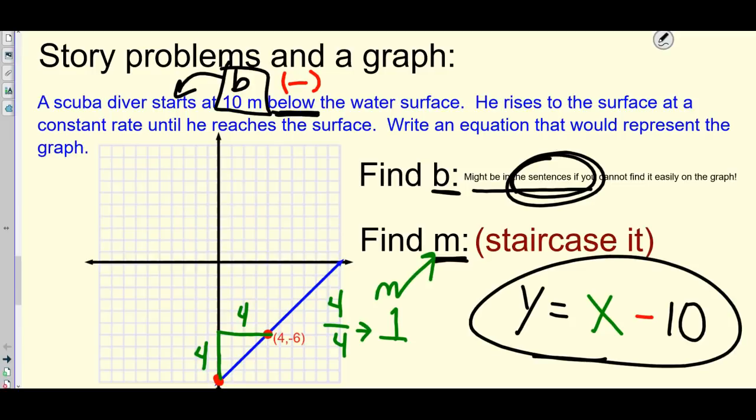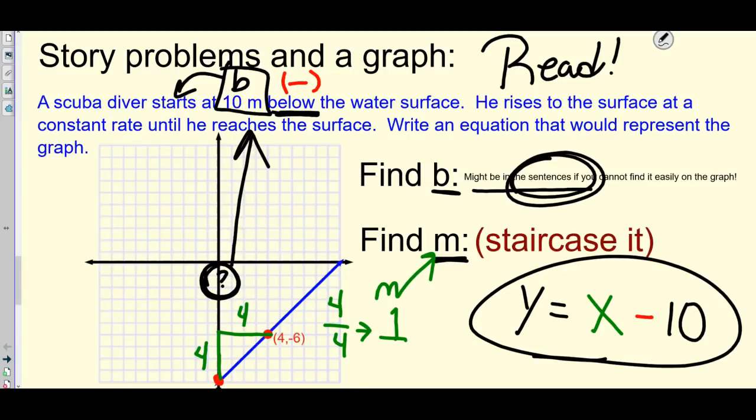But the biggest thing on this is you've got to read the problem. There's a lot of information in here if you can't see it off the graph, because you're going to get the sentences and you're going to get the graphs. If you can't see your y-intercept, it's going to be in the sentences. That's your b. But be careful of words in there, because that's going to tell you whether it's positive or negative.